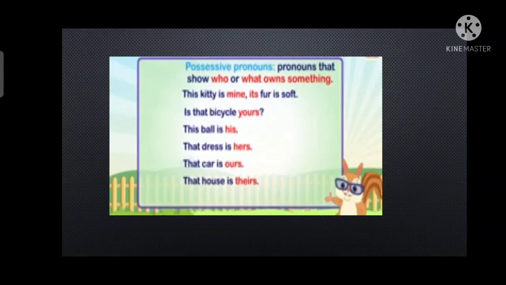Examples you have already seen. This kitty is mine. Its fur is soft. Mine and its are possessive pronouns. Is that bicycle yours? Yours is a possessive pronoun. This ball is his. His is a possessive pronoun. That dress is hers. Hers is a possessive pronoun. That car is ours. Ours is a possessive pronoun. That house is theirs, and theirs is a possessive pronoun.